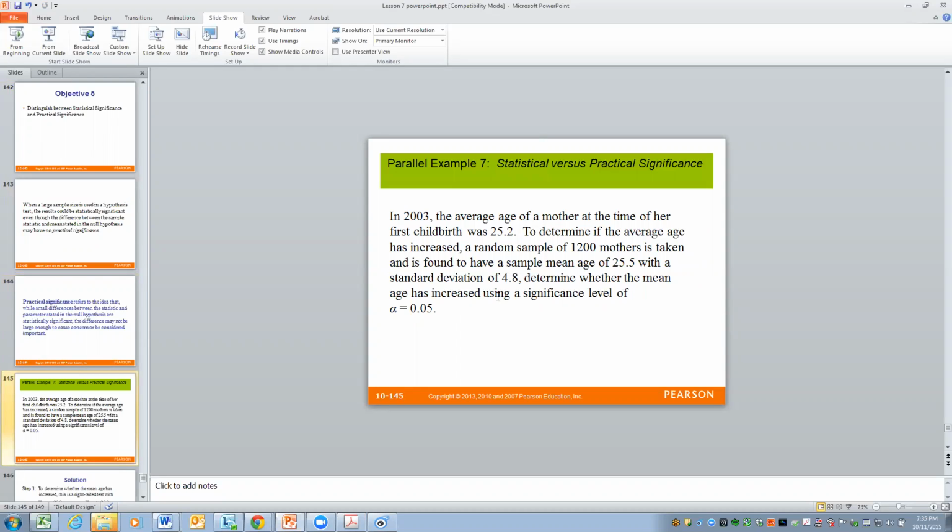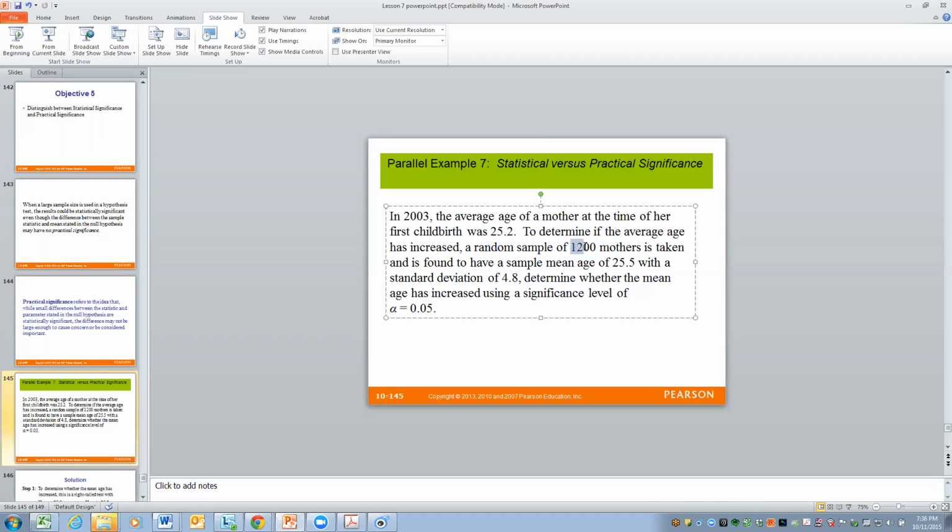For example, in 2003, the average age of a mother at the time of her first childbirth was 25.2 years. To determine if the average age has increased, a random sample of 1,200 mothers is taken and is found to have a sample mean of 25.5 with a standard deviation of 4.8 years. Determine whether the mean age has increased using a significance level of alpha 0.05.